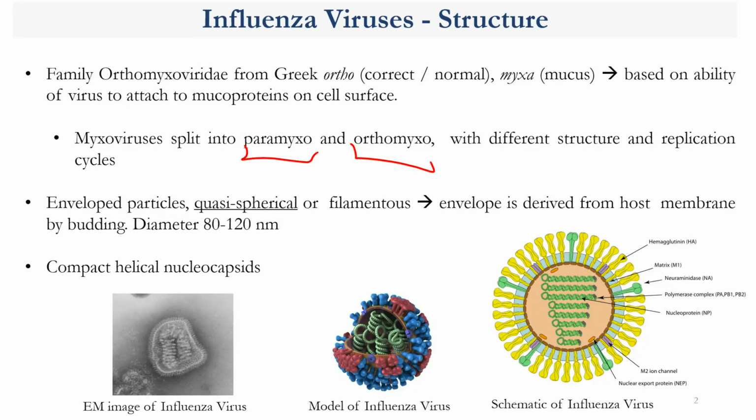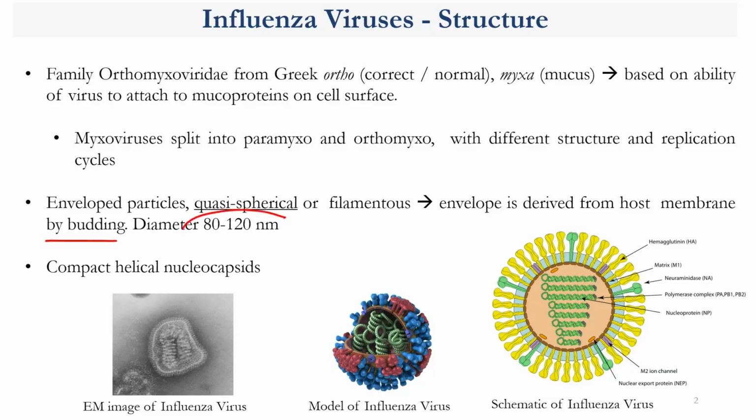They have slightly different structure and replication cycle, but we're going to be focused mostly on orthomyxoviruses, or the influenza virus, sorry. So these are enveloped particles, but they're quasi-spherical, and they could be filamentous as well. This is an EM image of influenza virus. It's not perfectly spherical, so it's quasi-spherical, and the envelope is derived from the host membrane by budding, just like other viruses as well.